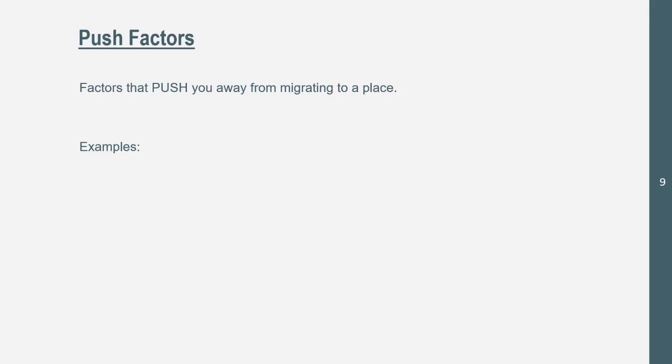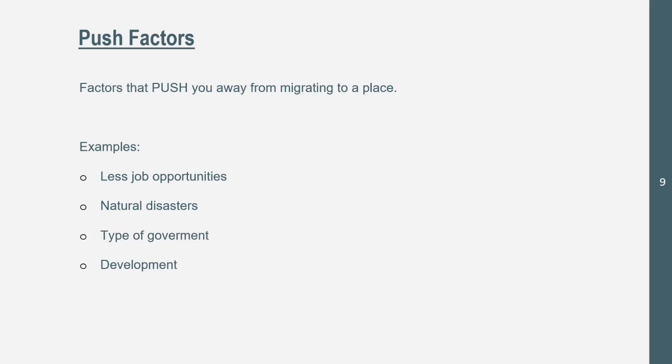Push factors. Factors that push you away from migrating to a place. Examples of these are going to be less job opportunities, natural disasters, type of governments, and level of development. Alright? You probably don't want to move to a less developed country. You're probably going to have a lower income and a higher cost to buy stuff. Less job opportunities. You're going to need a job to support yourself. So less job opportunities would really push you away from migrating to a place.